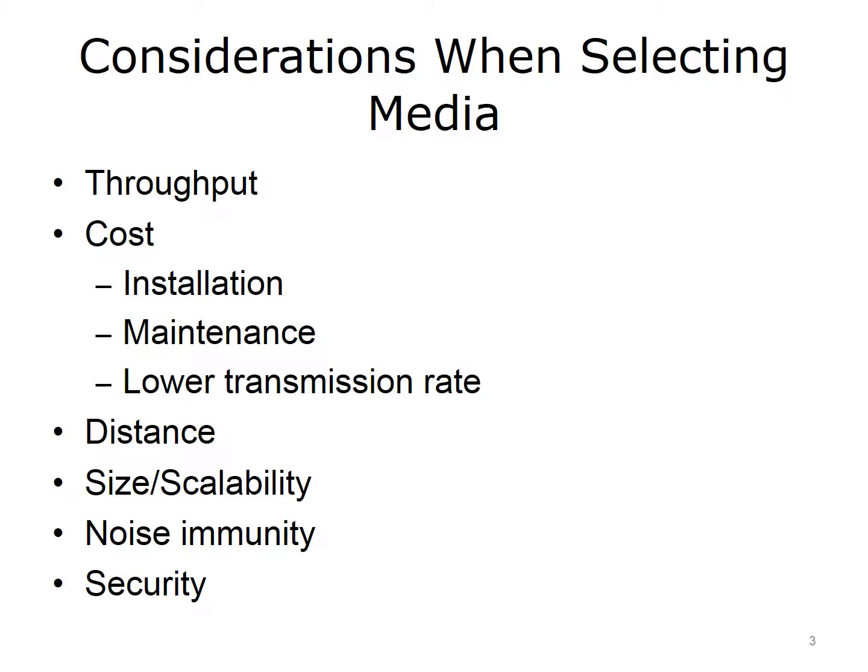You have to worry about noise. Copper cables are affected by EMI, and wireless by RFI. Fiber is not affected by either. Conduit can be used to help protect copper cables from EMI. Security is also an issue. Wireless is more susceptible to security problems like eavesdropping than copper or fiber optic. Steps can be taken to make wireless networks as secure as wired networks.